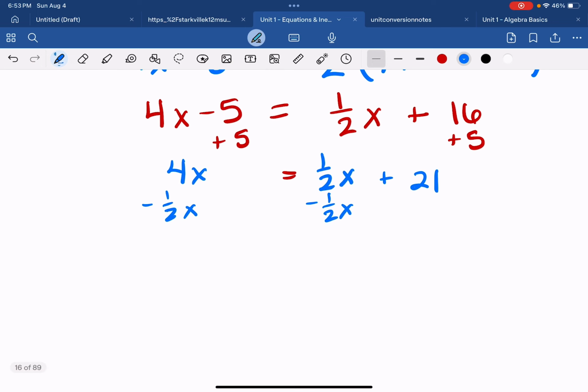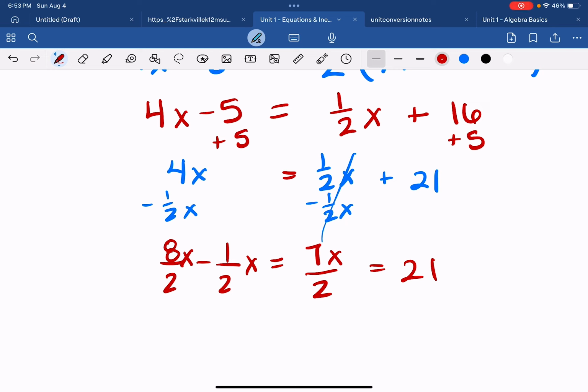And the challenge here is that I need to make sure that they're in common terms. So in order to do a subtraction, I have to have the same denominator. We have 2 as our one denominator, so let's go ahead and make them both 2. So in order for us to go from a 1 to a 2, we doubled it. So 4 becomes 8. So 8x minus 1/2 x. So 8 minus 1 is going to give us 7x over 2. And then that's going to equal 21.